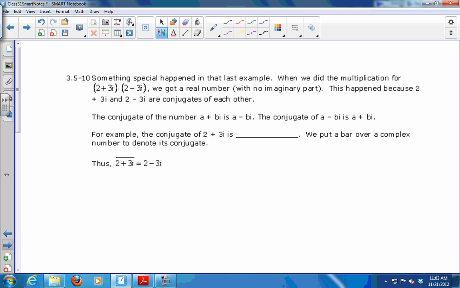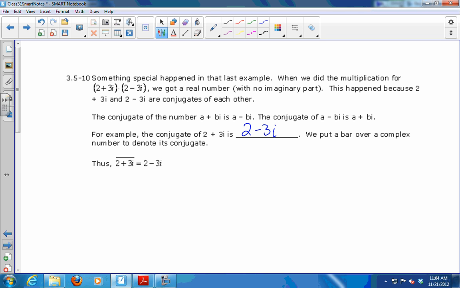So something special happened in that example. I did 2 plus 3i times 2 minus 3i, both complex numbers that have imaginary parts, and I got a real number, a plain old 13, right? No imaginary part. So that happened because 2 plus 3i and 2 minus 3i are what we call conjugates of each other. So the conjugate of any complex number, a plus bi, is a minus bi. And reverse is also true. The conjugate of a minus bi is a plus bi. So the conjugate of 2 plus 3i is 2 minus 3i.